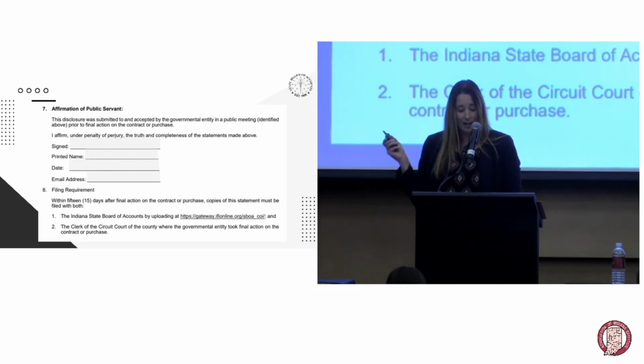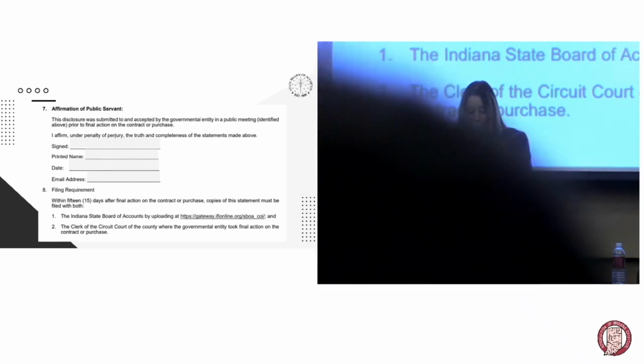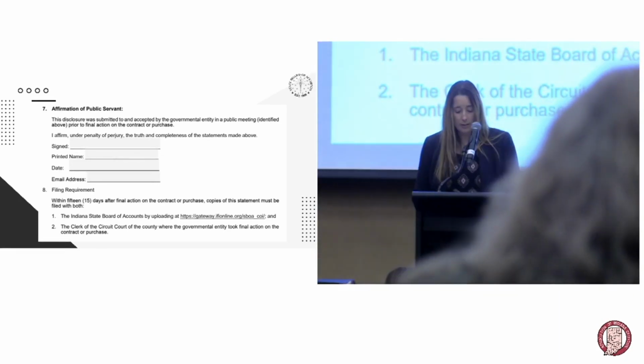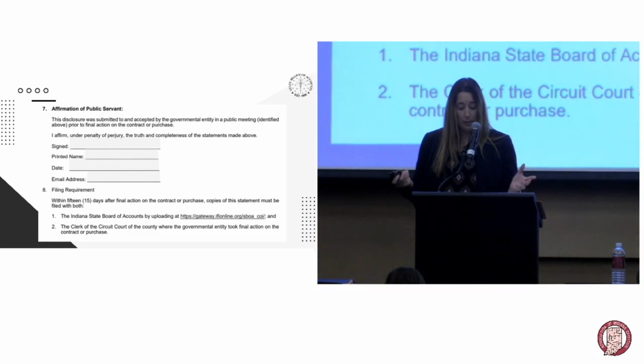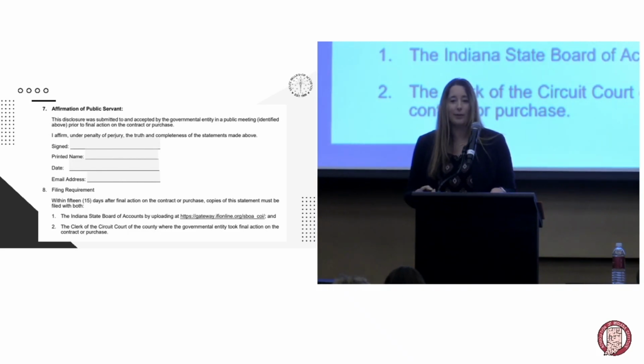We can talk. All right, as we go down the form, section 7 is the affirmation of the public servant. This is where you are submitting it and it's accepted. Basically, you are affirming that it is all true, like we do with other things. So you'll fill out that information. And then section 8 talks about the filing requirements.